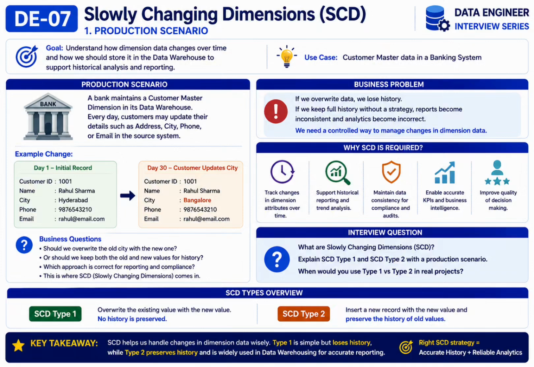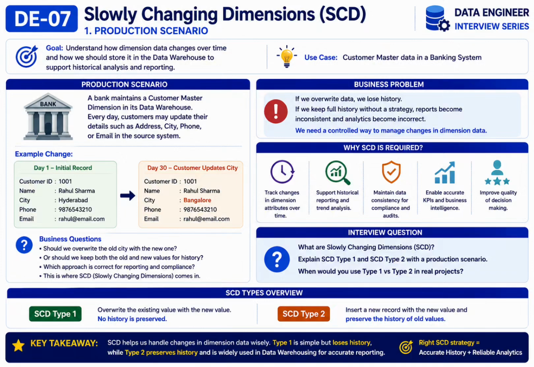Now the data engineering team has an important business decision. Should we overwrite Hyderabad with Bangalore, or should we preserve Hyderabad and insert a new record for Bangalore? So the answer depends on business requirements. If the business only wants the customer's latest address, for example, sending credit card statements or displaying the current customer profile, we only need the latest value.